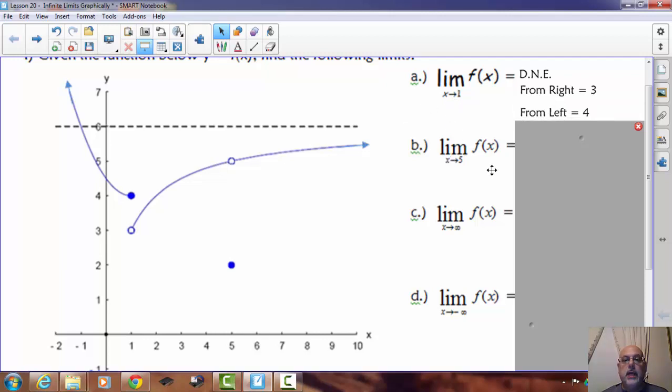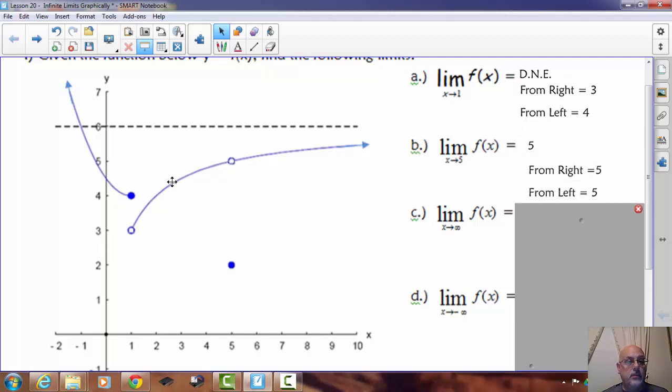Now let's take a look at the limit of f of x as x approaches 5. If we approach 5 from the left, x is 5, we find y is 5. When we approach from the right, we find that the limit there is still 5. So if you can find that same value from the left and the right, then we say the limit of f of x as x approaches 5 for this function is 5.